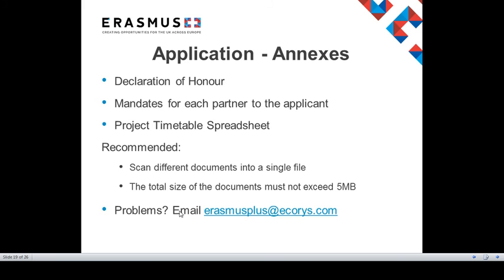If, after checking that the annexes are within the size and file format limits, you're still experiencing problems with attaching annexes, you can email them through to erasmusplus@acorus.com, clearly stating which application form they relate to by providing the application hash code and your organization's details, as well as the project's name. But please only do this as an exception and ensure that you have followed all the available guidance first.